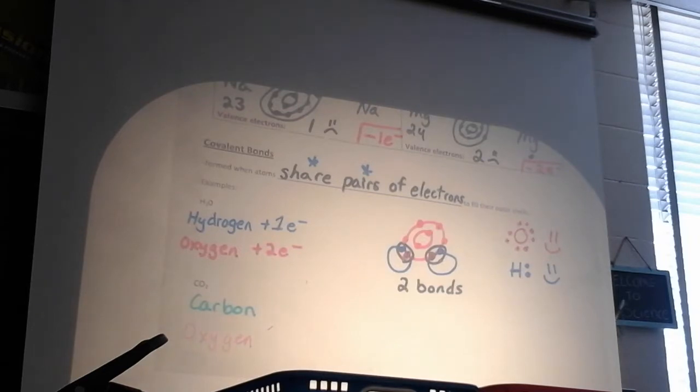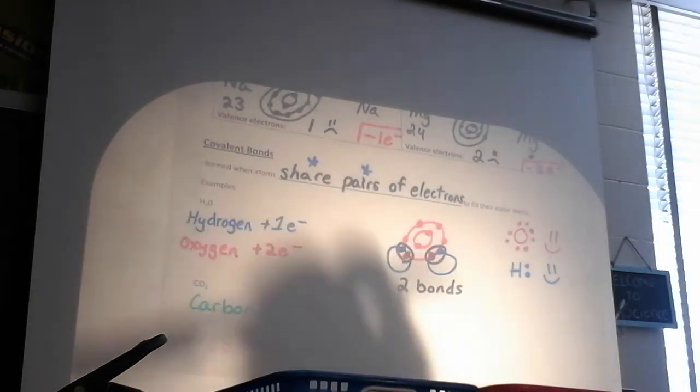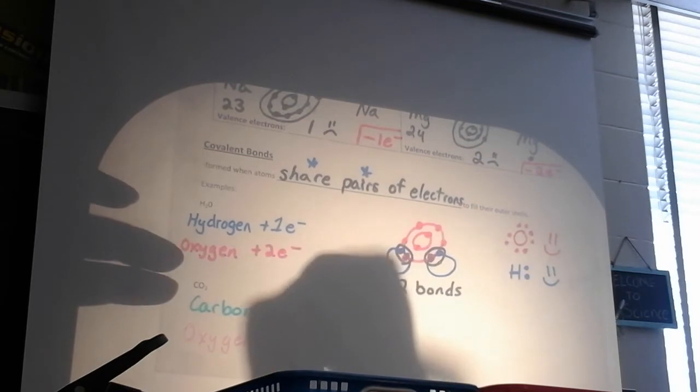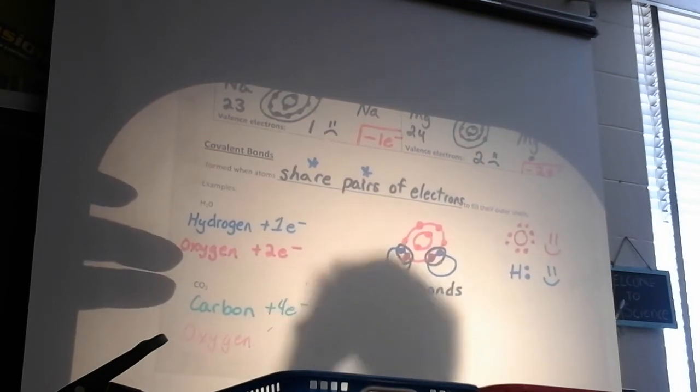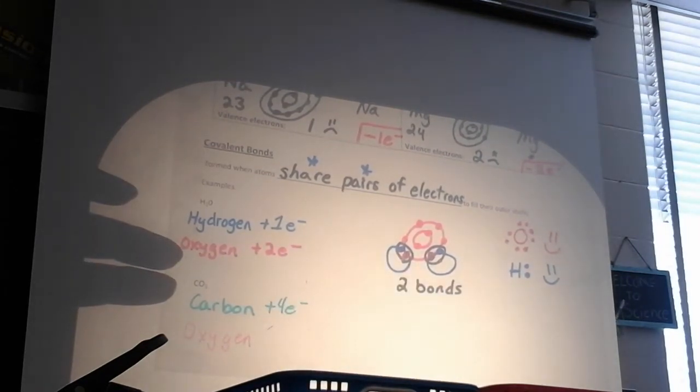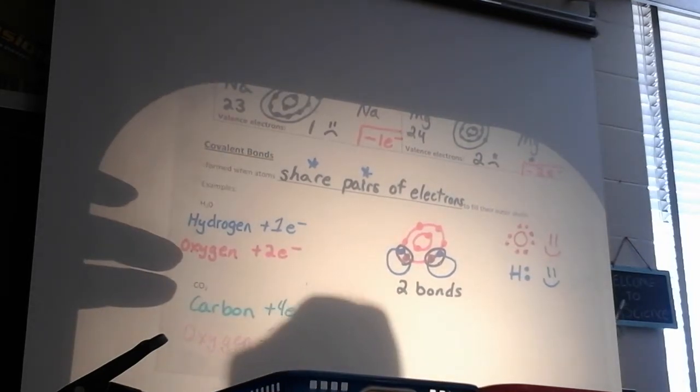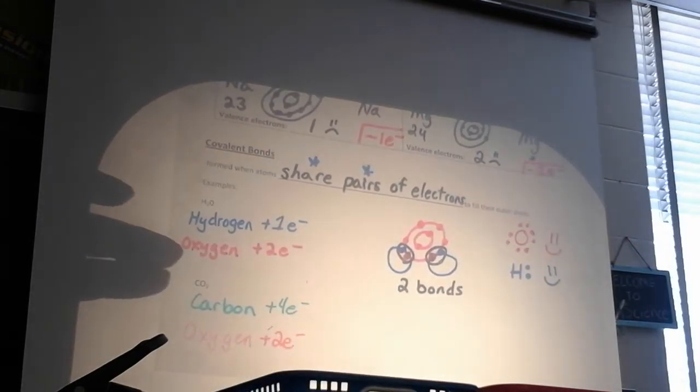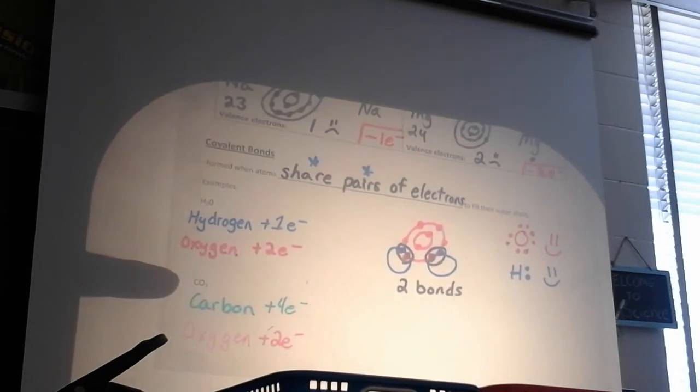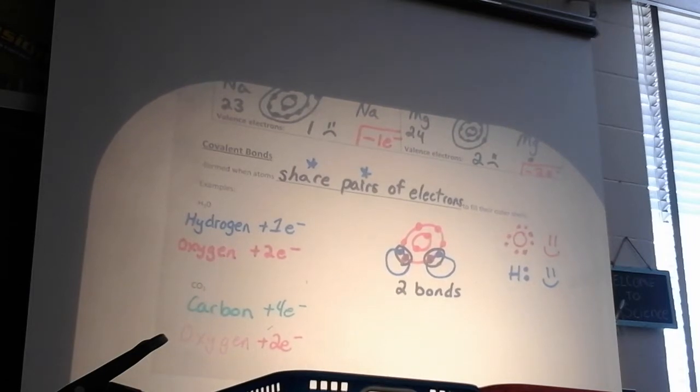All right, what does carbon need to be happy? 4 electrons. Good job. Okay, what does oxygen need to be happy? 2 electrons. Let's look at our chemical formula. How many carbons are we going to have to draw? 1. How many oxygens are we going to have to draw? 2. So I'm going to start with my carbon.